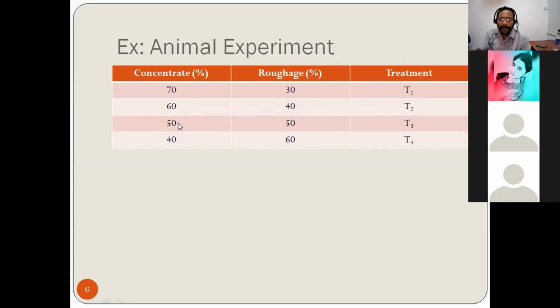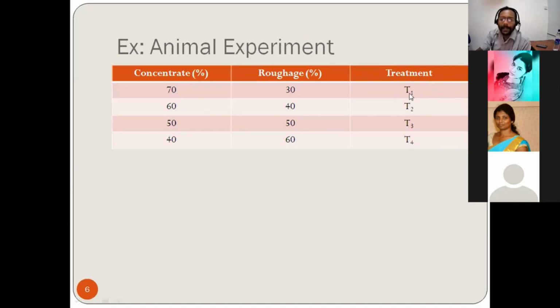Similarly, 50% concentrate, 50% roughage, which is treatment 3. 40% concentrate, 60% roughage, treatment 4. Do you understand? So how many treatments are there that I am going to test? Four treatments. Exactly. I have named them T1, T2, T3, T4.